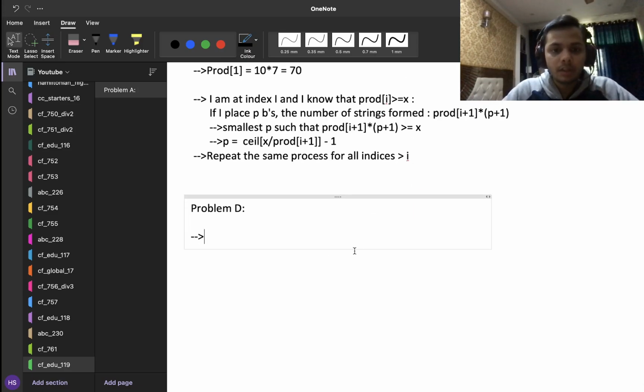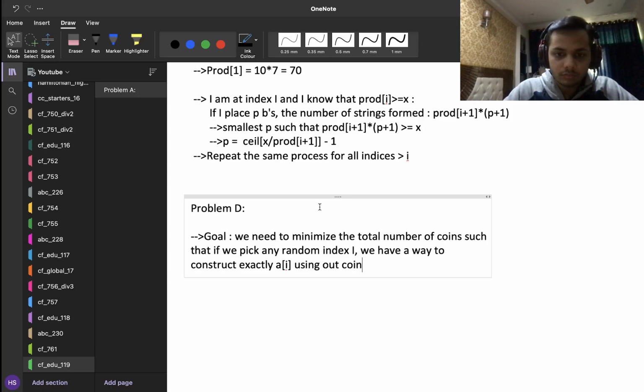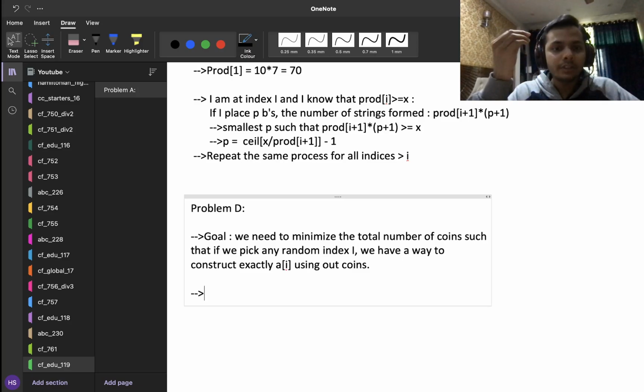Right. So let's write down our goal first. Our goal is that we need to minimize the total number of coins such that if we pick any random index I, we have a way to construct exactly ai using our coins, right? So this is our goal, and we'll start with 3 observations.